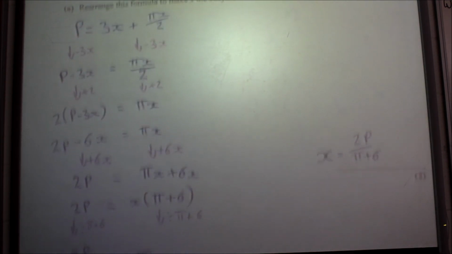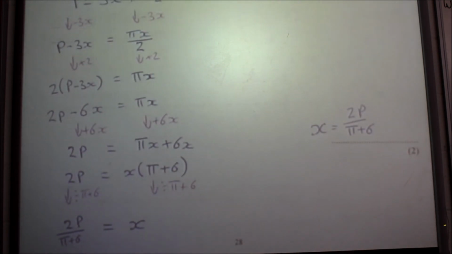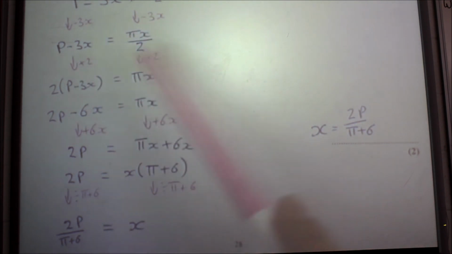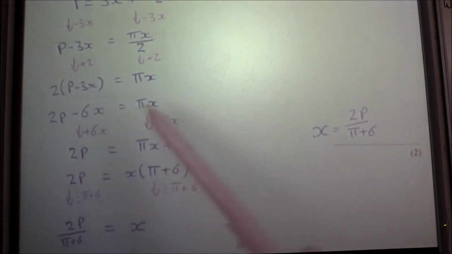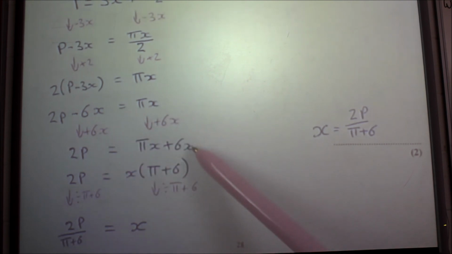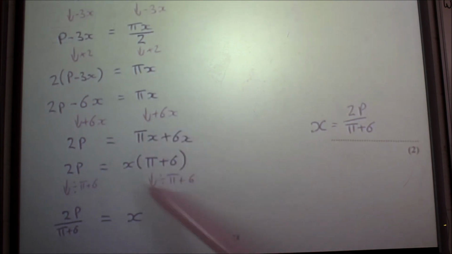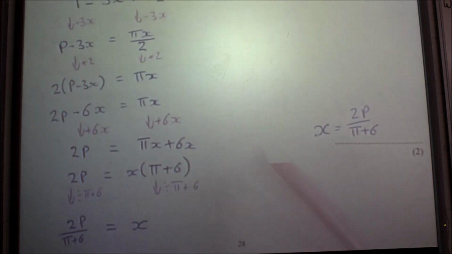Here are my workings. Let me talk you through them. I hope you can see most of that. First of all, we've taken 3x off both sides, so p take 3x. Times both sides by 2 to get rid of that, so it leaves you 2 lots of p. Multiply the brackets out, gives you that. Added 6x to both sides to give us this. And I factorised this side because x is common, and I'm trying to get x on its own.